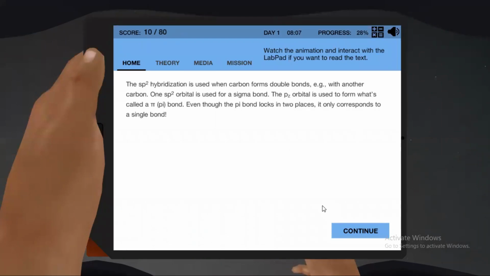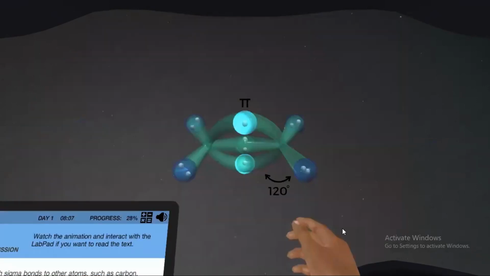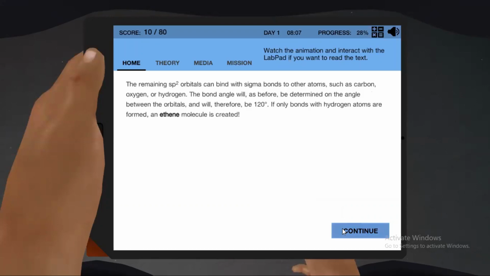One sp2 orbital is used for a sigma bond. The pz orbital is used to form what's called a pi bond. Even though the pi bond lobes in 2 places, it only corresponds to a single bond. The remaining sp2 orbitals can bind with sigma bonds to other atoms, such as carbon, oxygen, or hydrogen. The bond angle will, as before, be determined by the angle between the orbitals, and will, therefore, be 120 degrees. If only bonds with hydrogen atoms are formed, an ethene molecule is created.